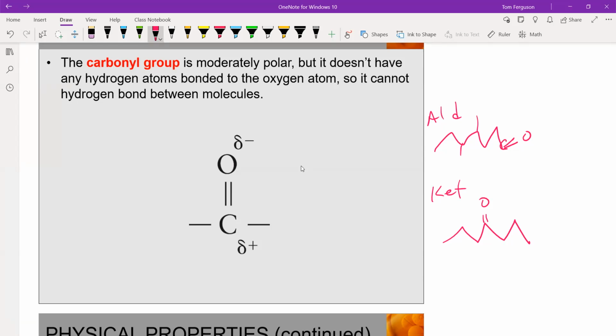So your backbone is going to include this carbon there. Going to include this carbon. Is that your question?